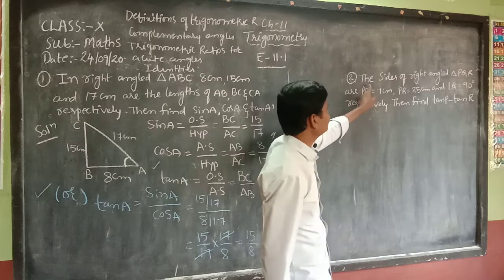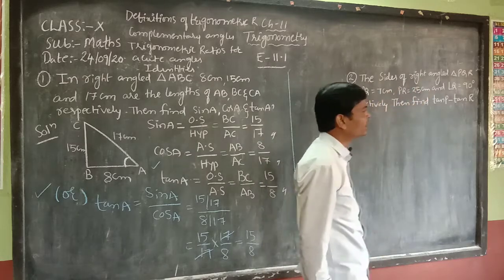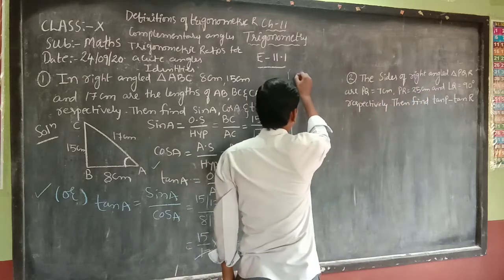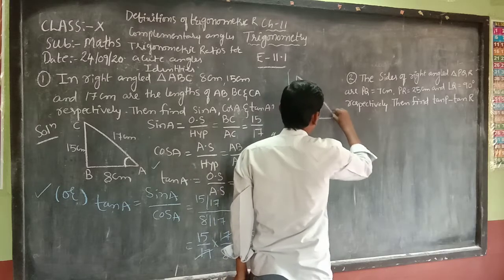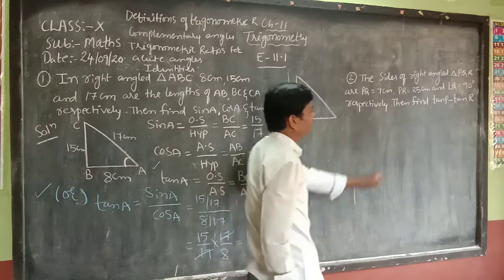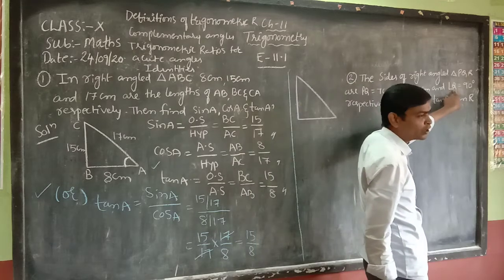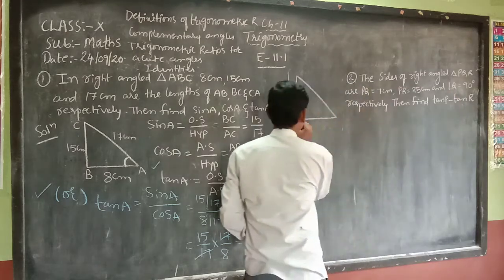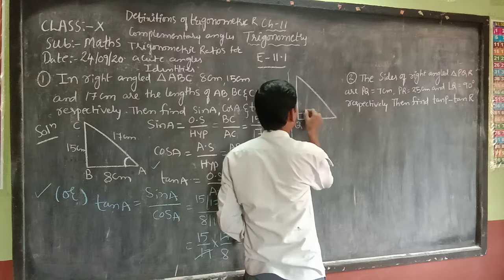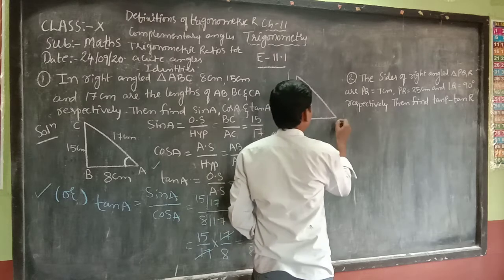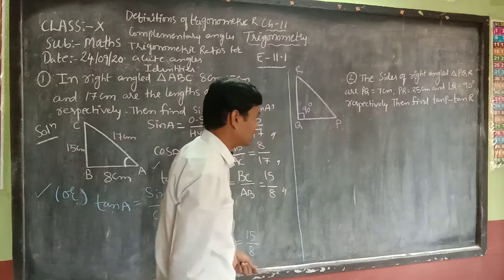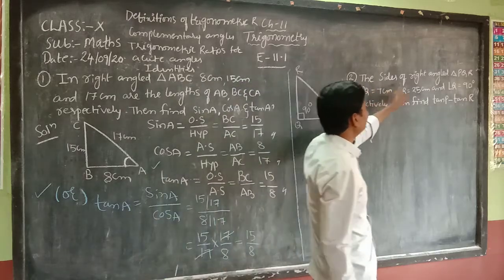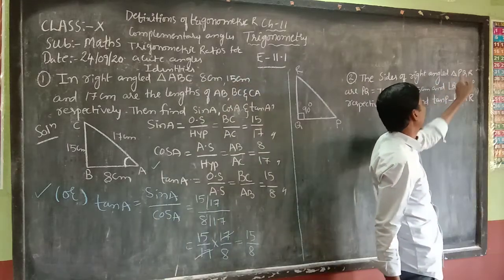The sides of a right angle triangle PQR. Okay, I am drawing the right angle triangle PQR. But here the question only mentions that angle Q is 90 degrees. So this is Q. Here I am taking P and here I am taking R.